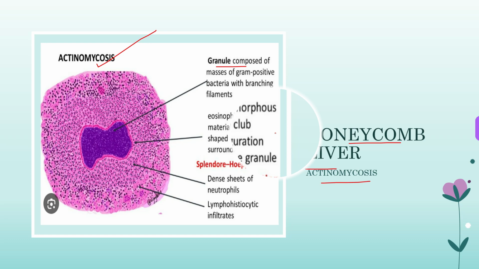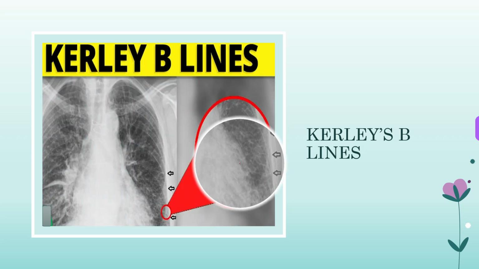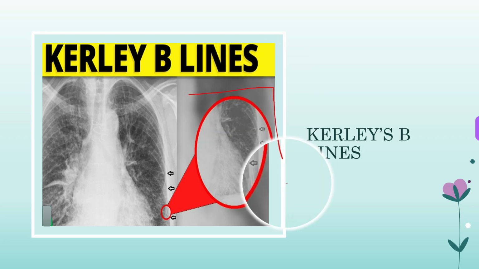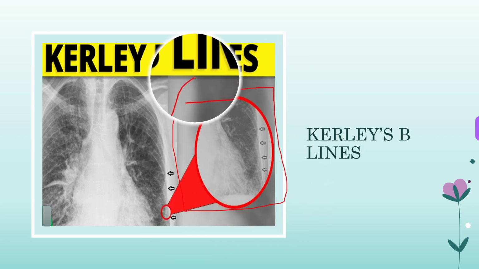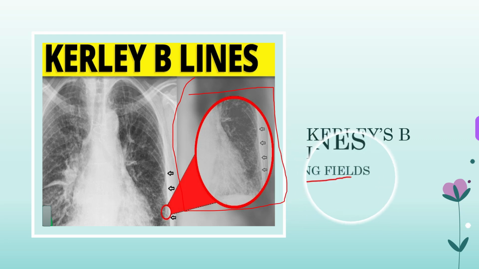Now next question we have Kerley B lines. These lines are linear opacities seen in the lung fields due to the interlobular lymphatics filled with fluids, tumors or dust.